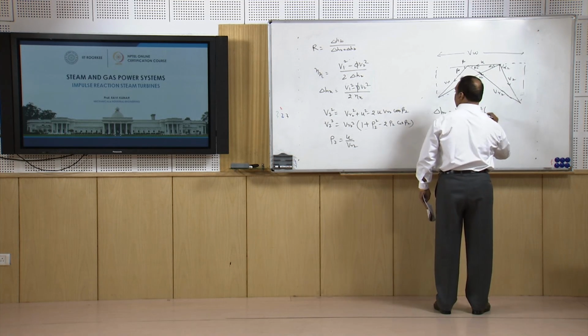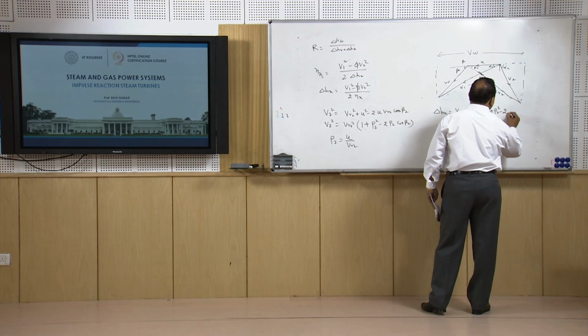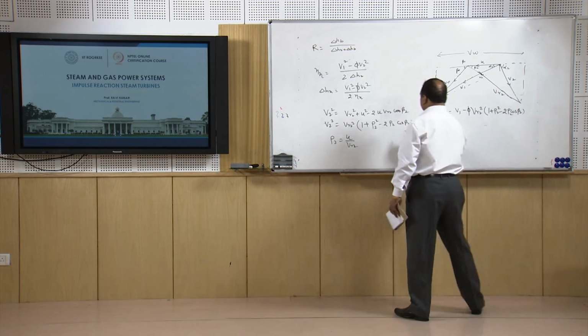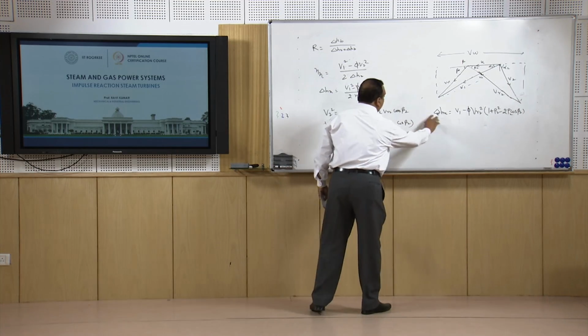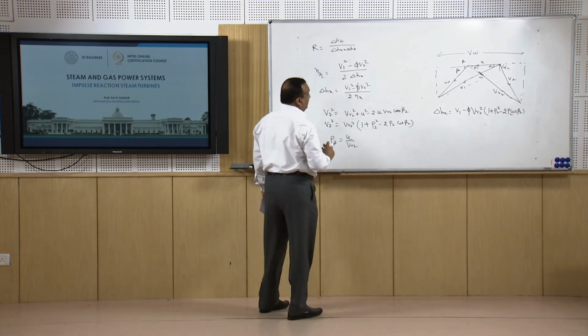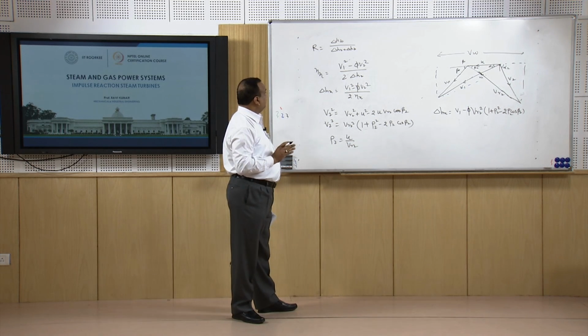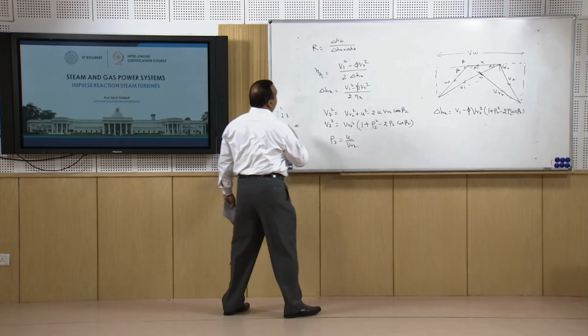VR2 square, 1 plus rho 2 square minus 2 rho cos beta 2. This is rho 2. This is the enthalpy drop in the nozzle. Now, in impulse reaction turbine, it is assumed that the efficiency of the nozzle is equal to the efficiency of the blades.